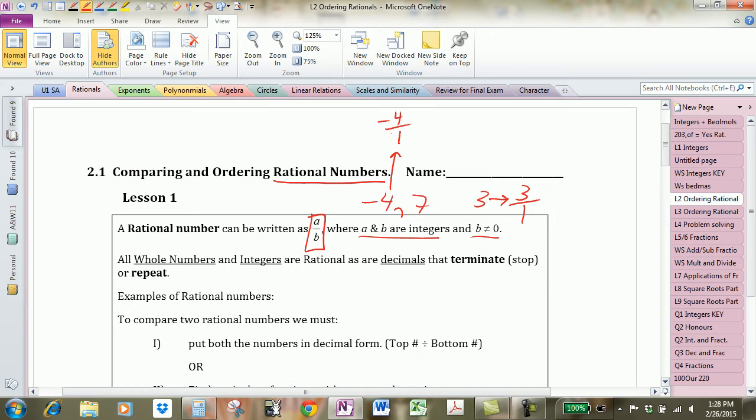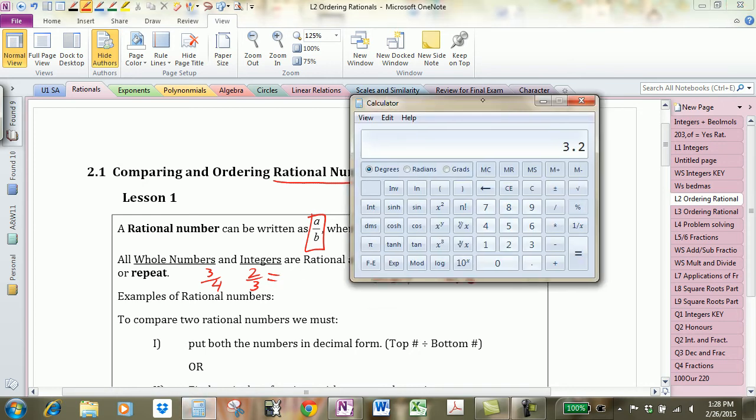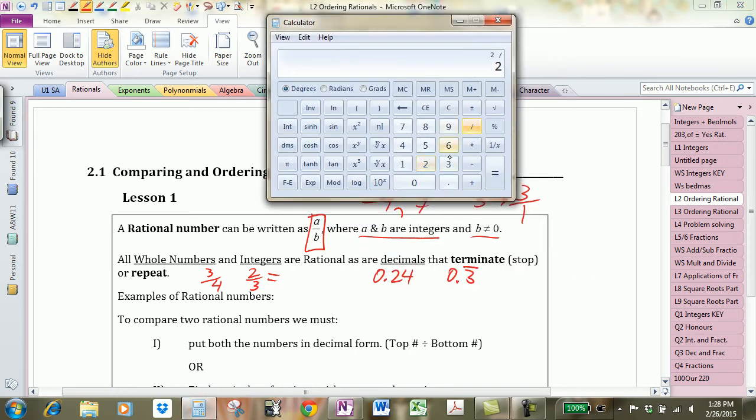You can also have decimals, like 0.24. You can have decimals that repeat, 0.3 repeating with the repeat bar. Okay. You can also just have fractions like 3/4. What about 2/3? That works. What's 2/3 as a decimal? Top divided by bottom, 2 divided by 3. Good, so it repeats forever, so it's a rational number.